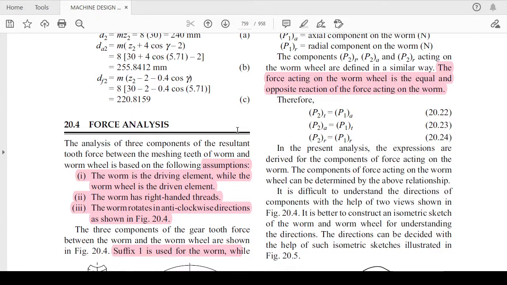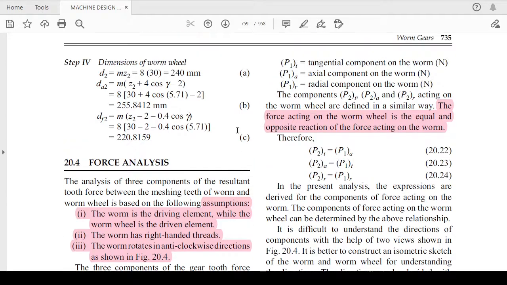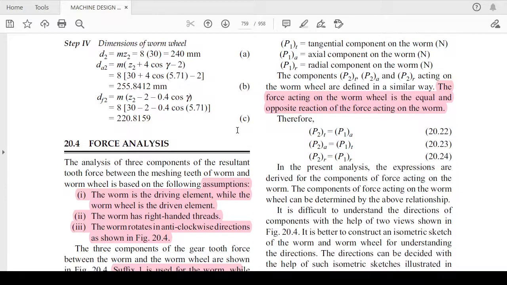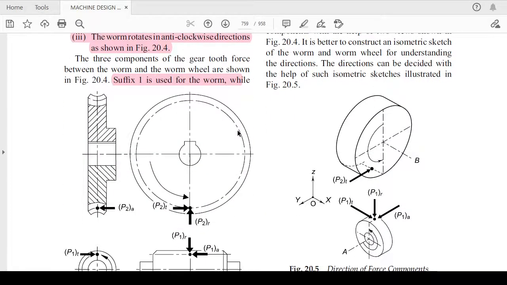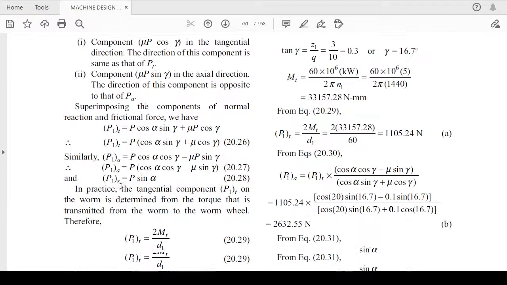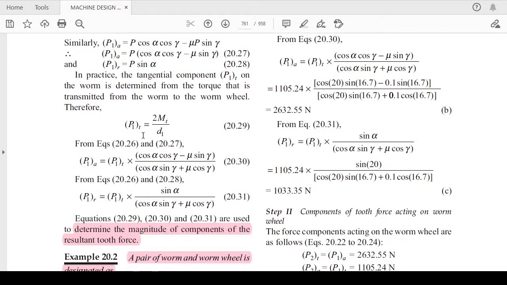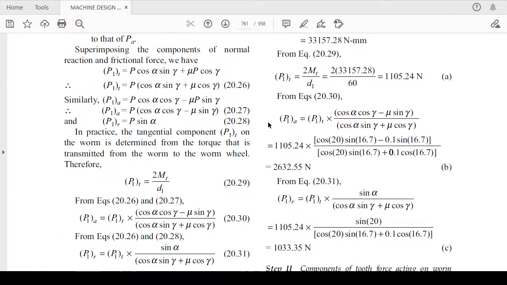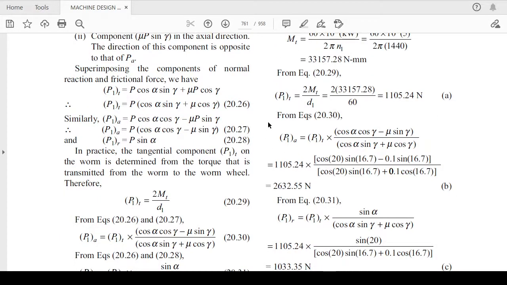In that we have discussed the different forces acting on the worm as well as on the worm wheel. The suffix which we have used is one for the worm and two for the worm wheel. We have also calculated the tangential, axial and radial load for the worm and the tangential, axial and radial load for the worm wheel.